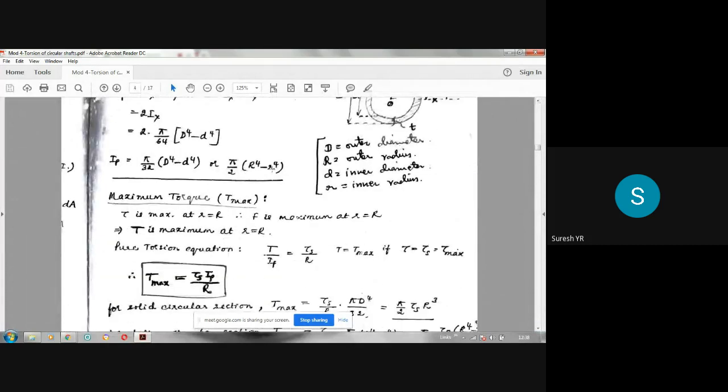So when they give a solid circular shaft problem, we have to use that formula. For a hollow circular shaft problem, we have to use this formula. So you have to remember this for polar moment of inertia.